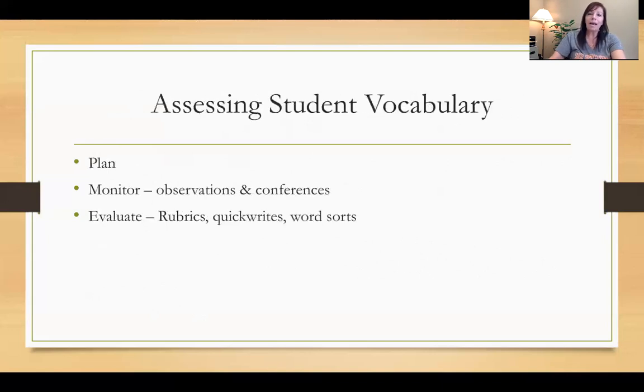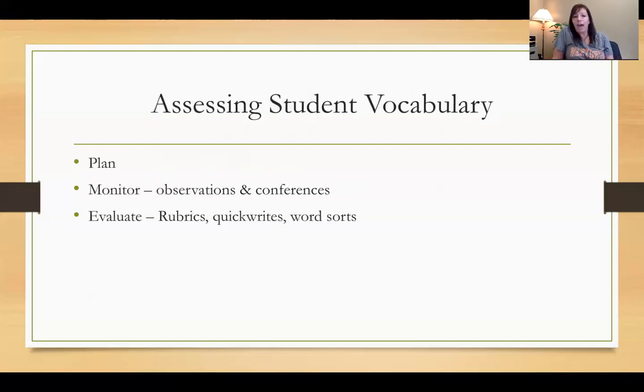So how do we assess vocabulary? Typically, like everything that we're doing in reading instruction, everything is purposeful and with a meaning. So you definitely want to plan ahead how you assess student vocabulary. We need to monitor, and this is typically done through more informal means. A lot of teachers use observations as well as student conferences. And then when we get into the actual evaluation, oftentimes we use more authentic type assessments.